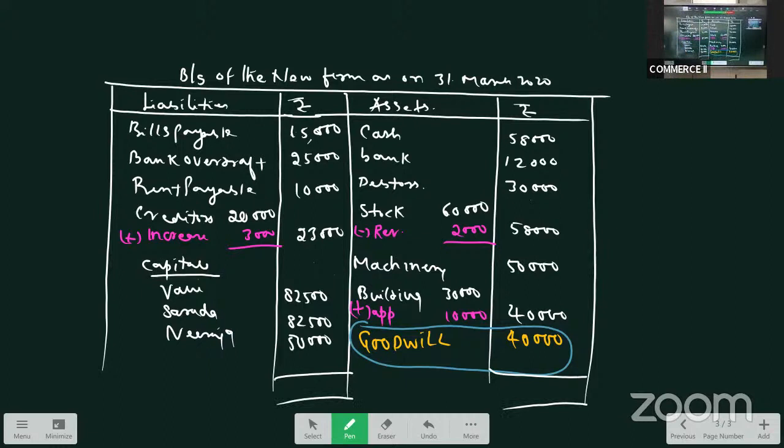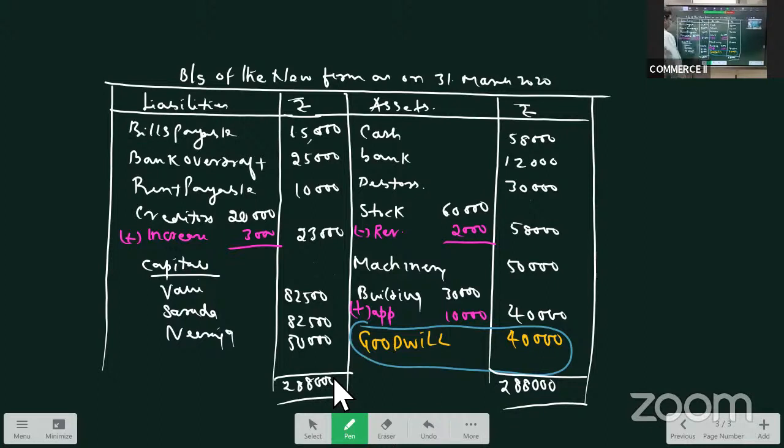Now let us do the totals. See the sum up. The total on the asset side is 2,88,000. On the liability side also, we got 2,88,000. This is how we arrived at the final figure. The balance sheet got tallied.